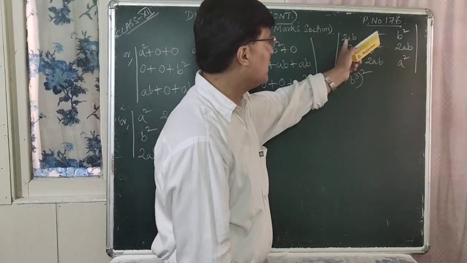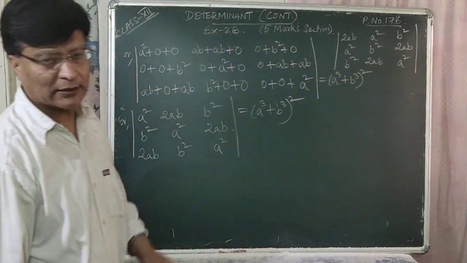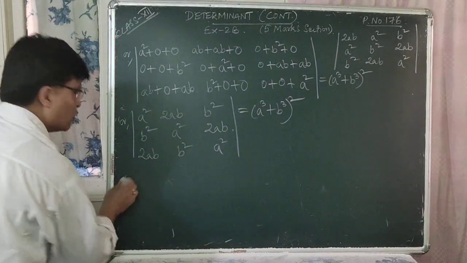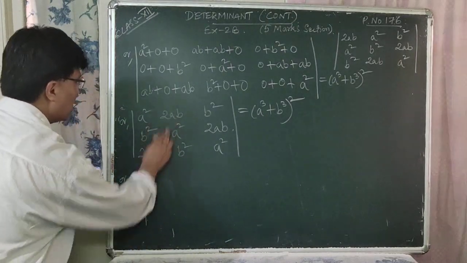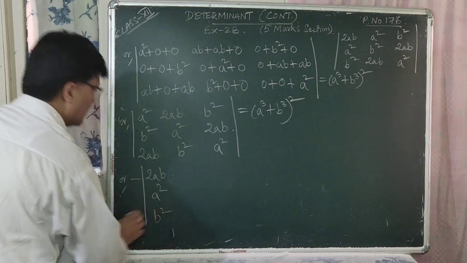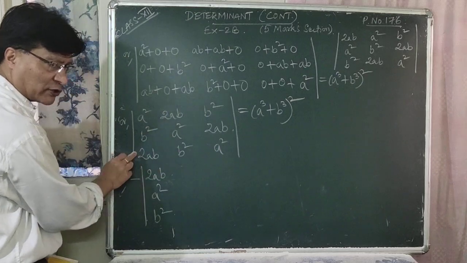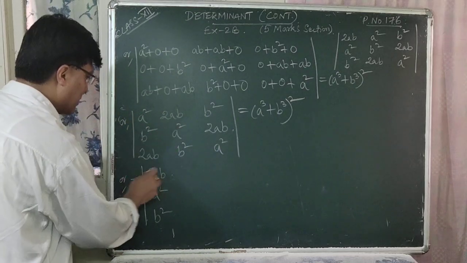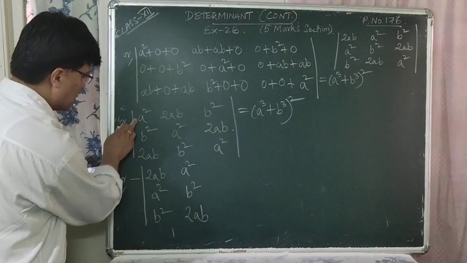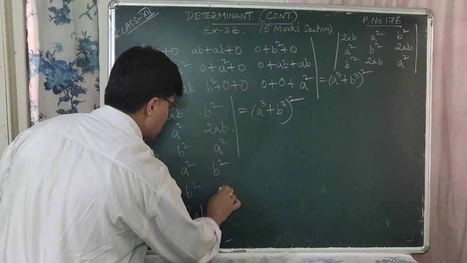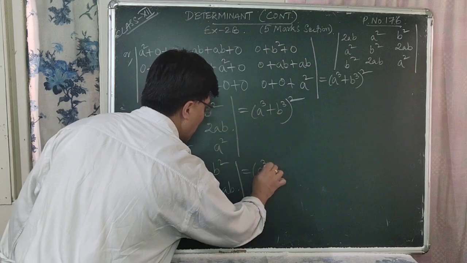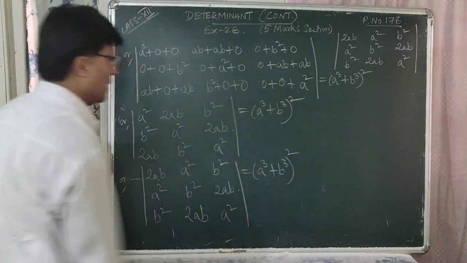But in this case, twice AB is written first, then A square is there, isn't it? So let us interchange first column and the second column. So you have to change the sign, you know the property. So minus, now first column will be 2AB, A square, B square. This second column becomes the first column, and this first column becomes the second column. That is A square, B square, 2AB, right? Then comes B square, 2AB, A square, which is equal to (A cube plus B cube) whole square.